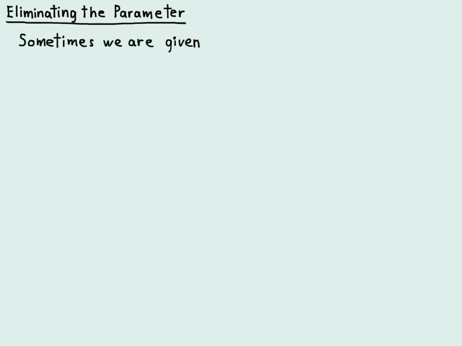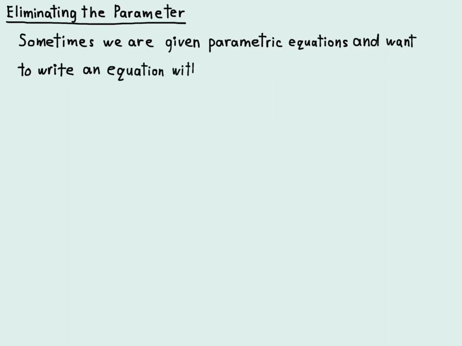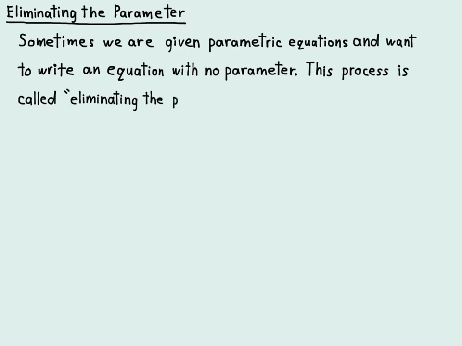So sometimes we are given parametric equations, and we want to turn them into normal equations, that is, equations without a parameter. That's called eliminating the parameter. Makes sense, right? So I wrote all that out there.